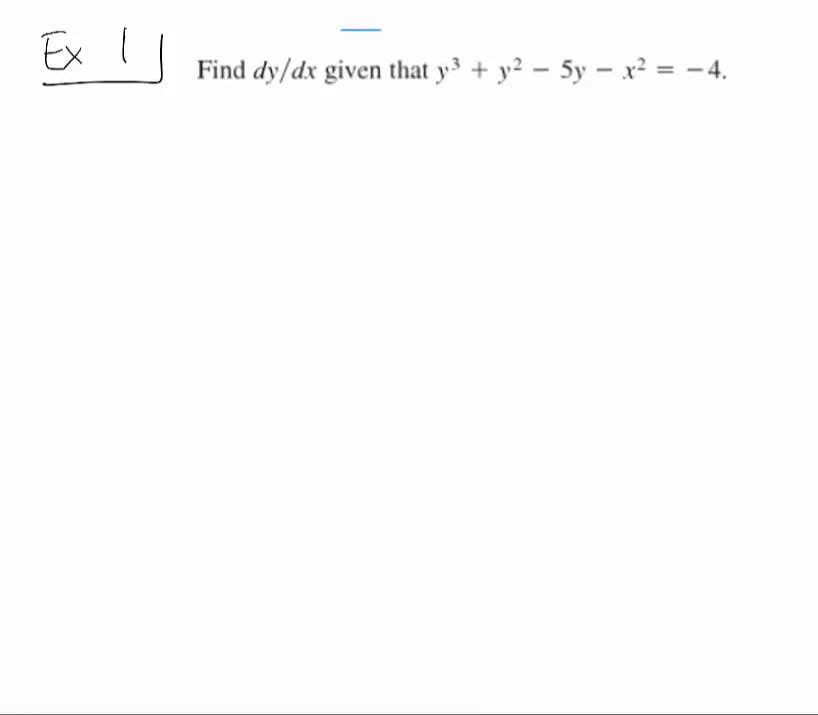Okay, so I want to do a couple examples with this. The first one says find dy dx, the derivative, given that y cubed plus y squared minus 5y minus x squared equals negative 4. I'm going to rewrite this: y cubed plus y squared minus 5y minus x squared equals negative 4.